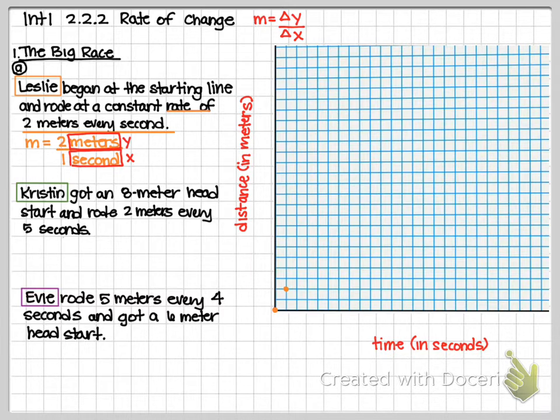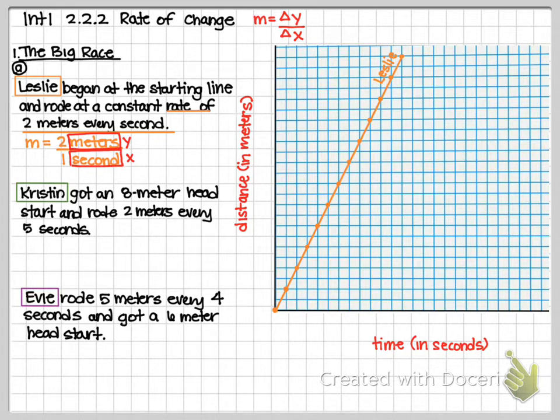And then I do want to have a very accurate graph for this, so take this opportunity to fill in points all the way across the grid that was given to you. And then do take this opportunity as well to use your straight edge to connect the dots. And then let's label this graph as Leslie, so we know whose it is. Okay. Let's move on to Kristen.